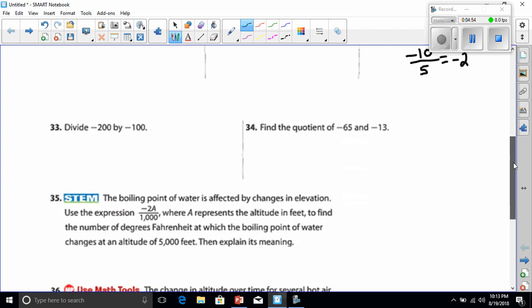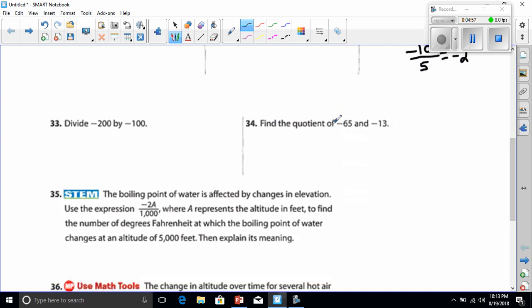Let's go to number 34 now. It says find the quotient of -65 and -13. Well, quotient means division problem, so we have -65 is going to be divided by -13. First of all, remember, every fraction is really a division problem, so a negative divided by a negative is going to give us a positive answer. And now we have to figure out what is 65 divided by 13. Well, let's go ahead and work that in our calculator, shall we?